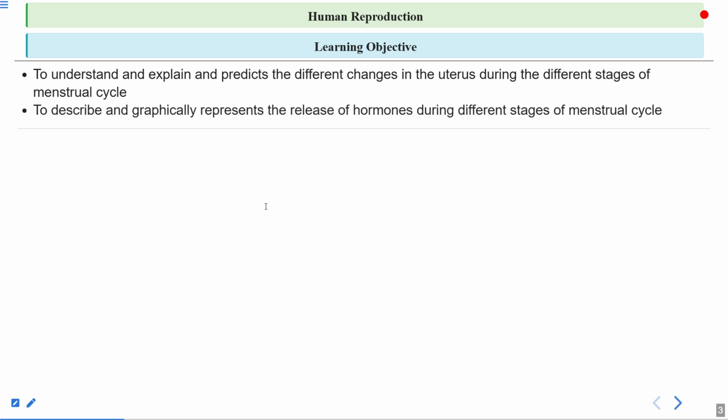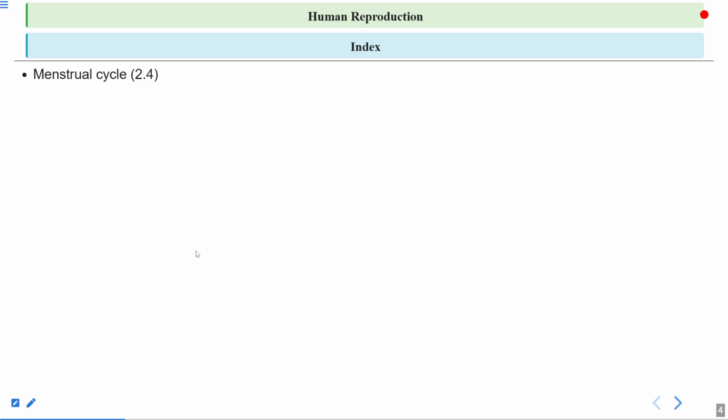Then we will use a graphical representation to understand the menstrual cycle. We'll understand how the hormones are released, from which endocrine glands they are released, what the functions of these hormones are, and at which stages these hormones are released during the menstrual cycle. Then we will summarize this entire session, and then we'll talk about the DPP related to this topic, the menstrual cycle.